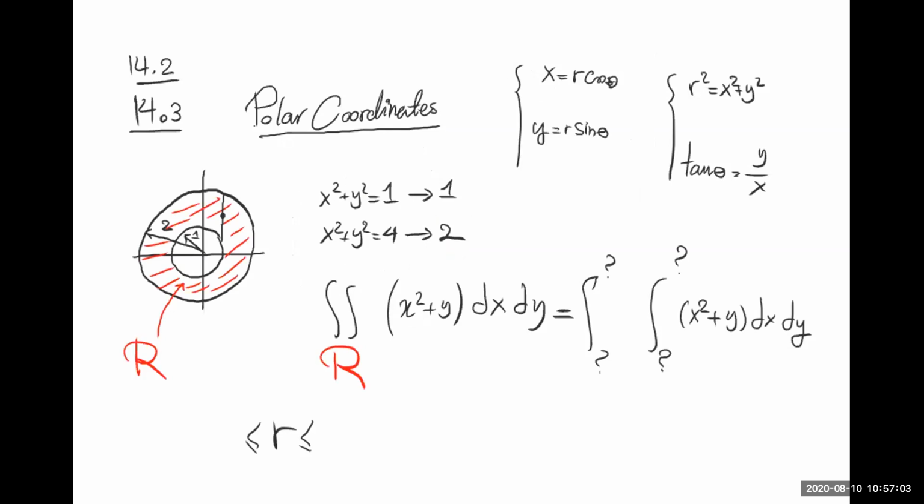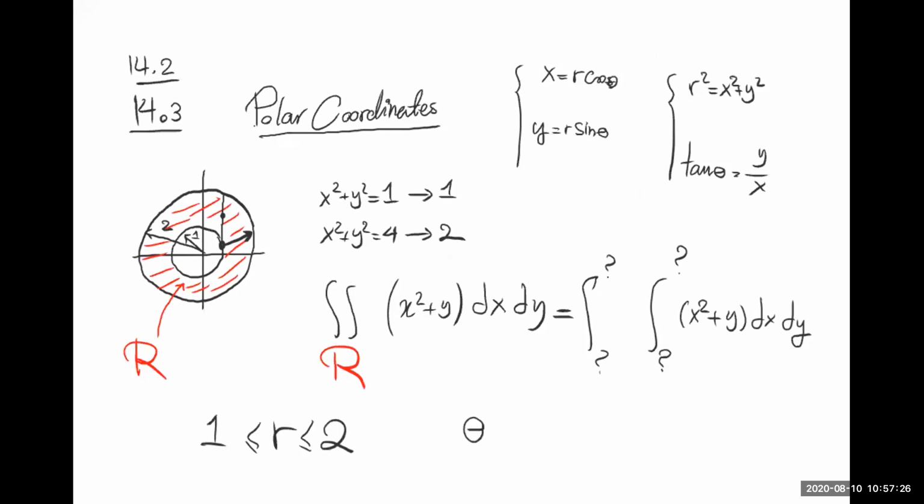It's very obvious. So we are going from this circle to the other circle. What are the bounds for the radius here? It goes from the small circle to the bigger circle. The small circle has radius 1, the bigger circle has radius 2. So it would be between 1 and 2.